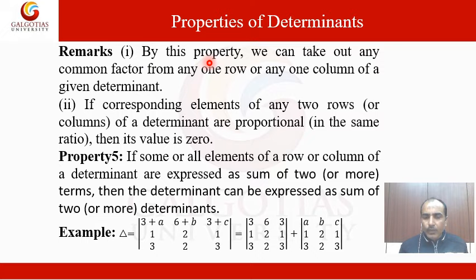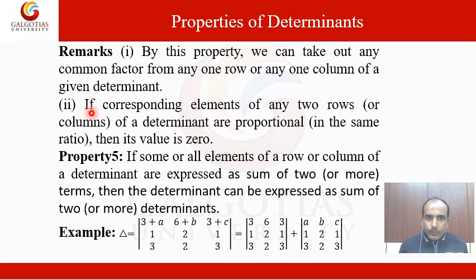Now there are two remarks for the property number 4. The first remark is, we can take out any common factor from any one row or any one column of a given determinant. That means in a determinant, if any row or column has a common element, then we can take out the common element from that row or that column.